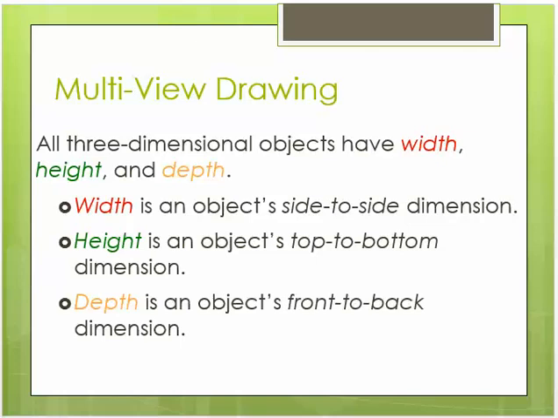Multi-view drawings. All three-dimensional objects have width, height, and depth. You'll hear us talk about width, height, and depth. You won't hear me make reference to length. If I do, I'll usually correct myself. But we're going to talk about width, height, and depth. Width is the object's side-to-side dimension. Quite often, this is what you guys are going to refer to as the length. I'm going to call it the width. The height is obviously pretty easy to remember. The depth is pretty easy to remember as well.